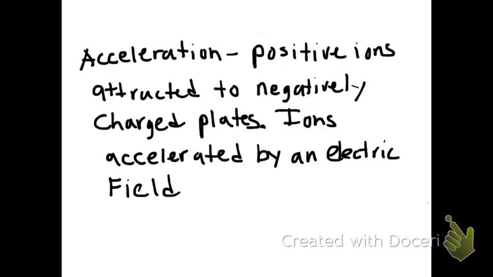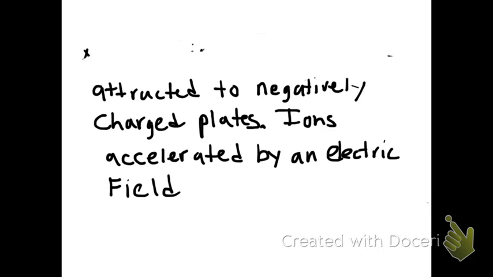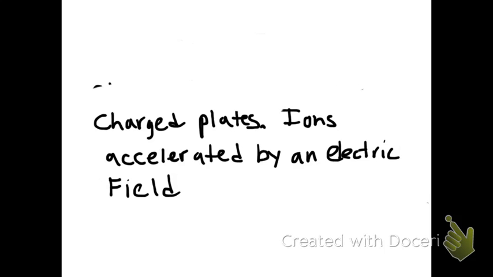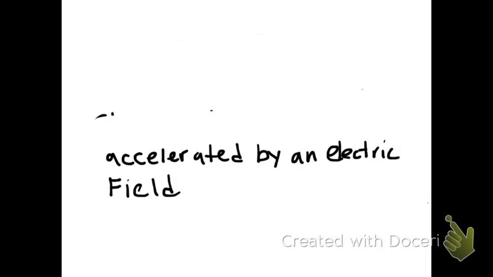Alright, these ions are attracted to the charged plates. They're going to cause those ions to accelerate through that electric field and speed up. Right? Right, so then the next step, after those ions that are positively charged, that are in the gas state, that are accelerating through that electric field, now there's going to become a deflection period, or deflection step.